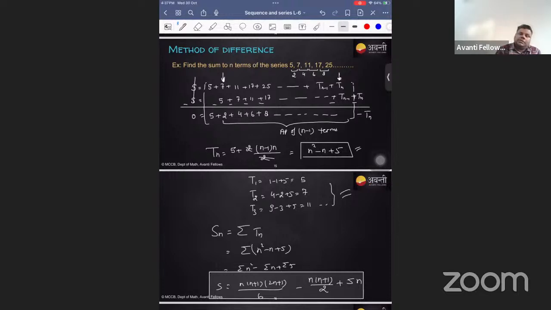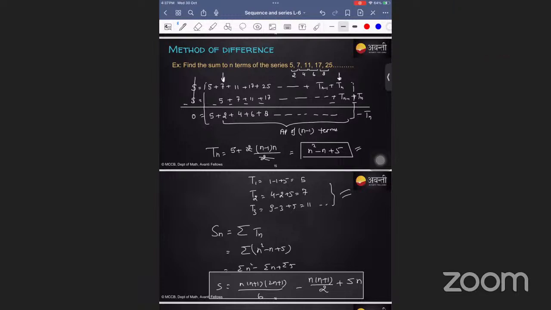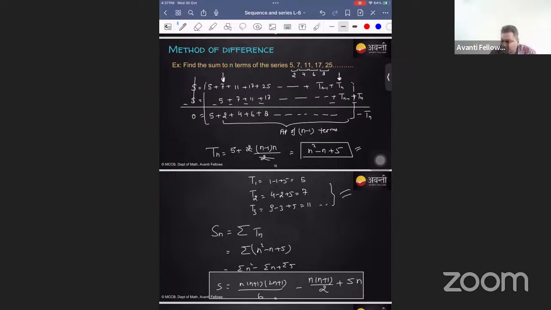Got it? Roshan, understood? Sir, how did you get this value of Tn? How did you get the value of Tn?